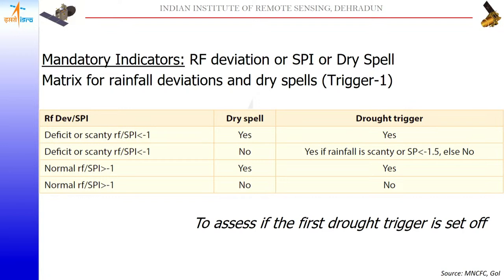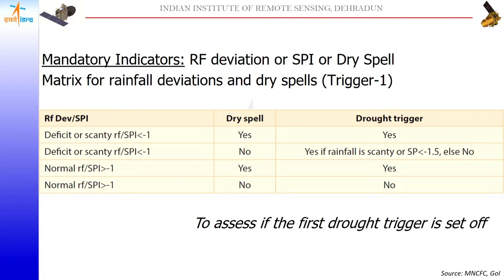For that they specifically use rainfall datasets, and using them they compute the rainfall deviation, the dry spell period, or you can say the period of unavailability of rainfall. Based on this information of the rainfall derived parameters, a matrix is generated as illustrated in this slide. The rainfall deviation and dry spell are categorized as the trigger 1 condition, and if the trigger 1 condition is set off, then they go for the second step, which is defined as the impact indicator computation.